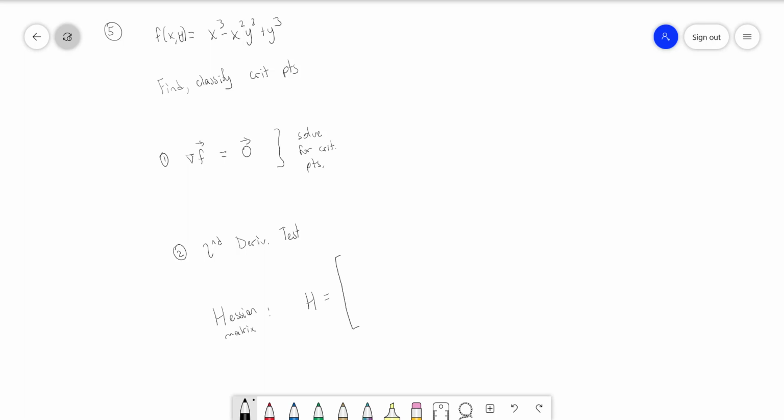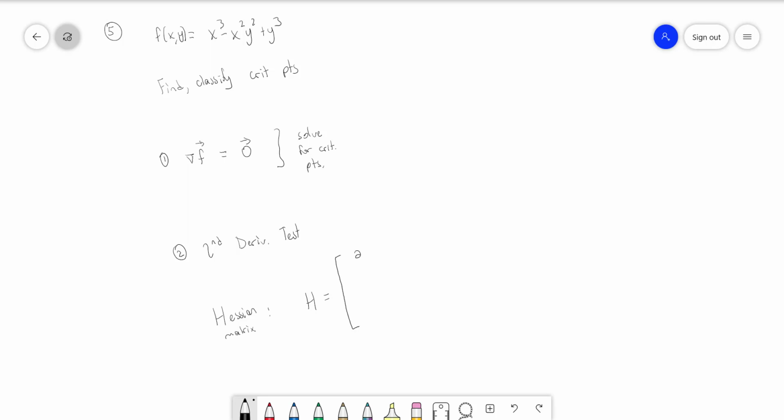So the Hessian matrix was the matrix of all the second order partial derivatives. So I guess I'll write it for a 3 by 3. I assume you won't see much larger than 3 by 3. In this case, it would only be 2 by 2 because it's 2 variables, but in case you see a function of 3 variables, I'll write it out for the 3-dimensional case.